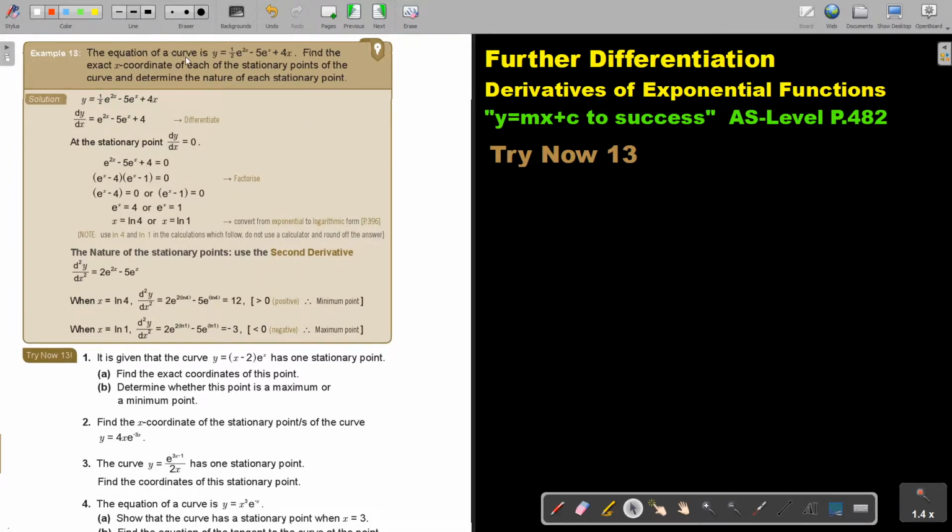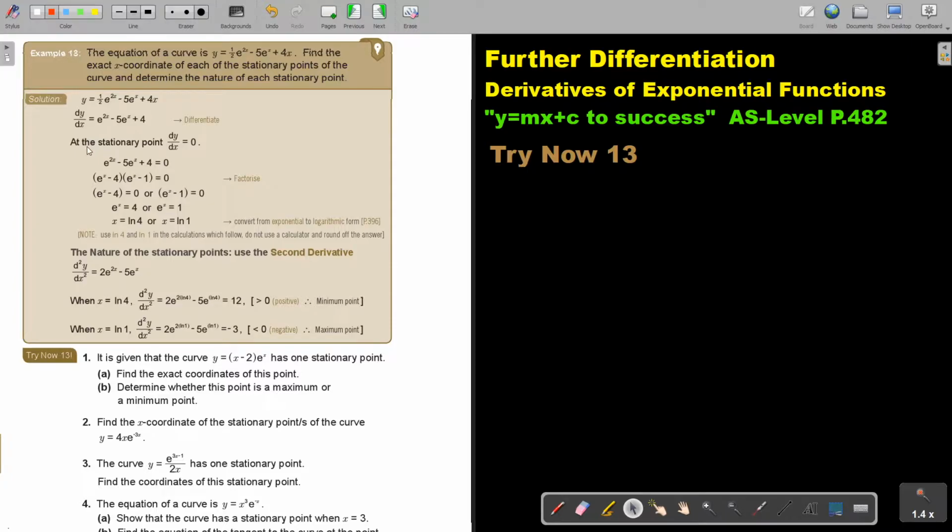The equation of a curve, and this is the function: find the exact x coordinates of each of the stationary points of the curve and then determine the nature of each stationary point. Okay, so if we want to find stationary points, we must first differentiate. Now, this is just a sum and difference, so I just multiply that 2 with a half, and then it's 1. This is staying the same, and that x just becomes a 1. 4 times 1 is 4.